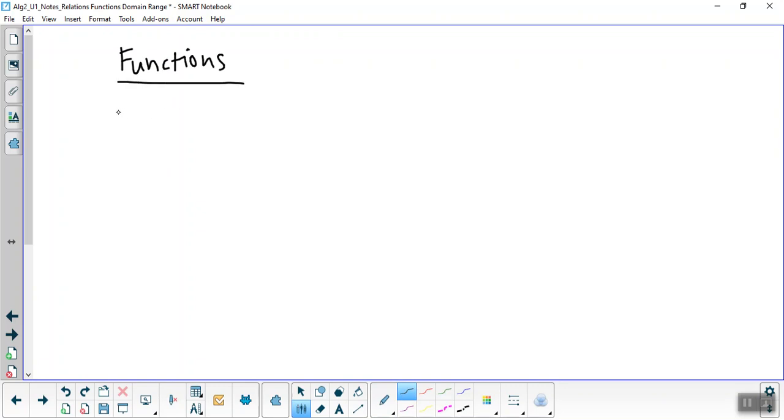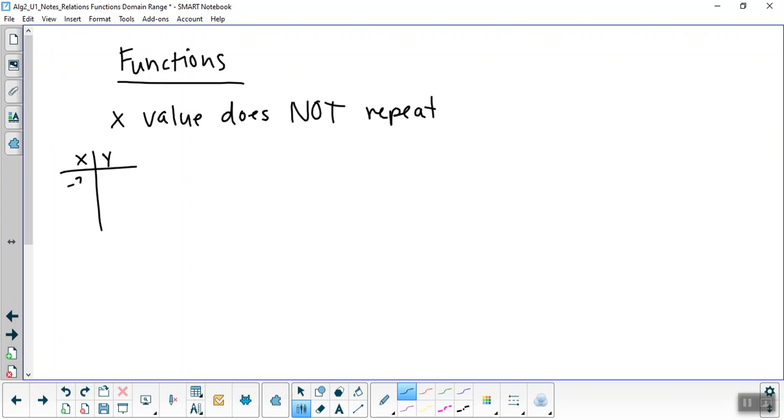something is considered a function if the x value does not repeat. So you could have a table and you could have -2, 0, 3, 1, 5, 1. This would be considered a function because my x values don't repeat. If I had a table that said -2, 0, -2, 1, 3, 1, this is not a function because the x values repeat.